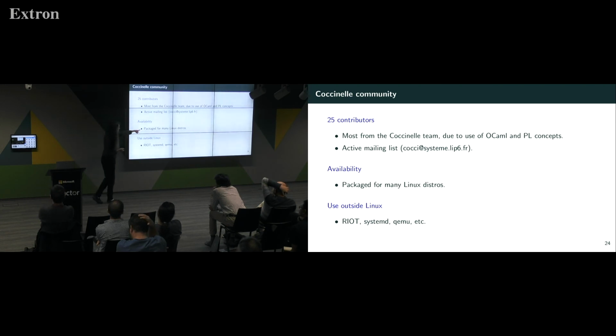Coccinelle is available for many Linux distributions. It's just OCaml code, so it's also available in OPAM now. It's also used for things other than Linux. These are things that I know about. There's also Wine. There are also people who ask questions and don't say what software they're working on, so I don't really know. At this time, it was limited to C. There's now a Java version, but I don't know if anyone uses it yet, but it's available.